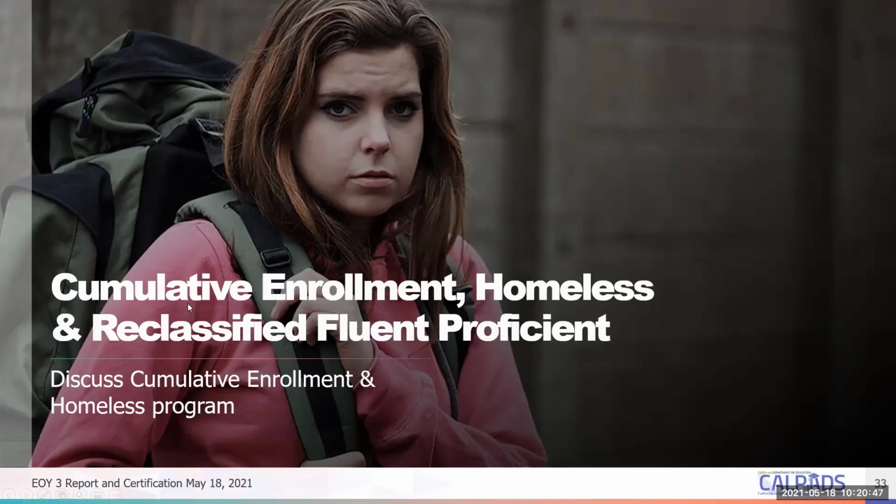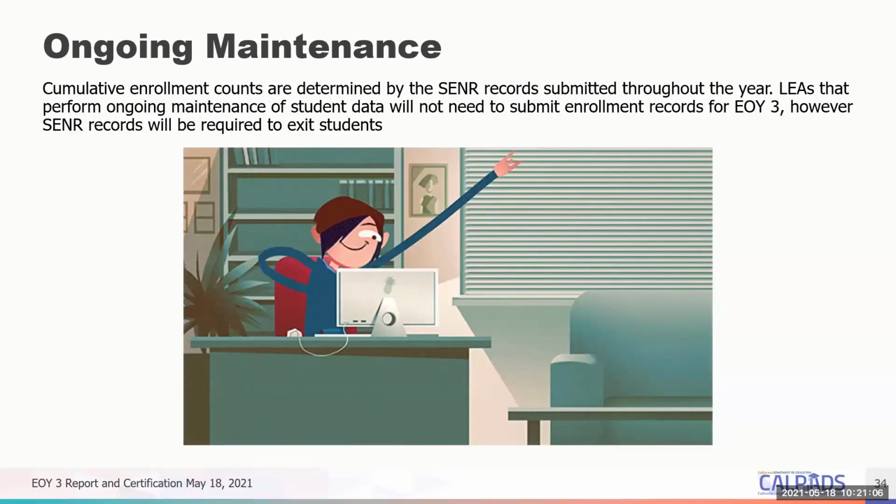All right. And so now we're going to quickly go into cumulative enrollment, homeless, and reclassified fluent proficient. The reason why these are all three grouped together is nothing submitted for these data collections is new. Even if you're brand new to CalPADS, if you started with fall one, you've submitted this data already, right? And so cumulative enrollment counts are determined by the enrollment file.